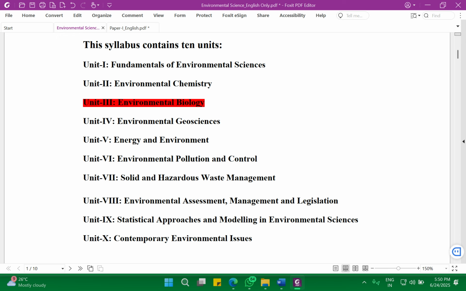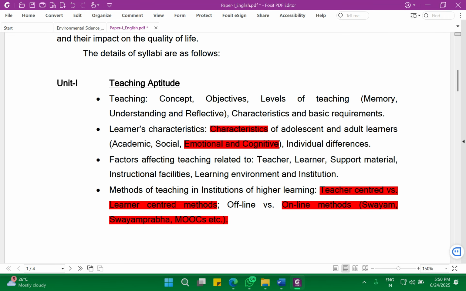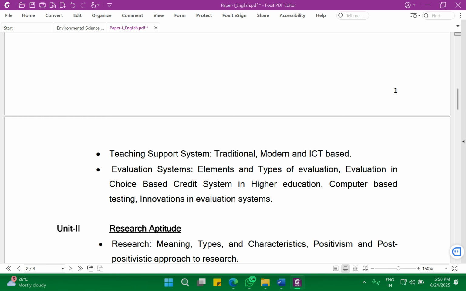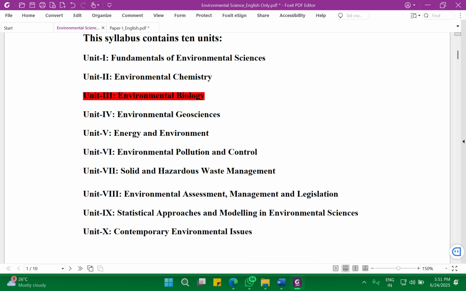In paper 1, most of the questions were distributed equally. For example, in unit 1, mostly they will ask only 5 questions, and unit 2 again 5 questions. So each unit mostly they keep only 5 questions. But in case of paper 2, if you see, most of the questions are from environmental biology, that is unit 3. And next importance you should give to fundamentals of environmental science.